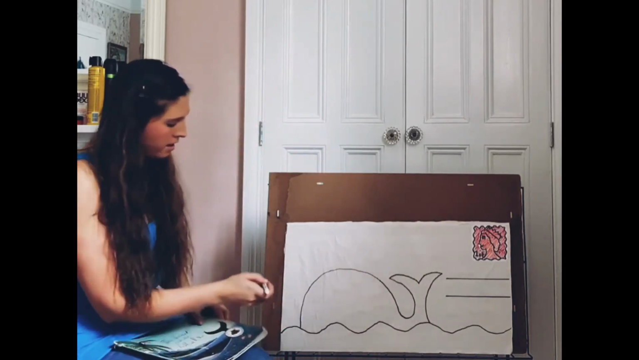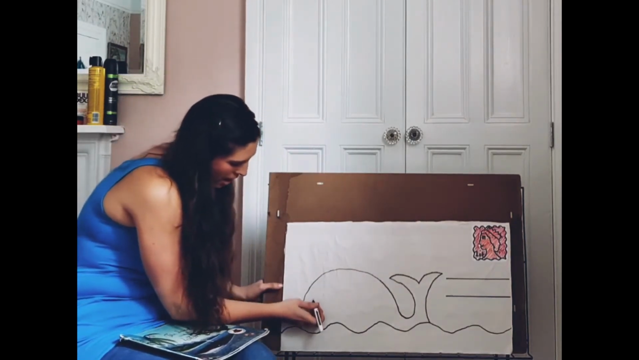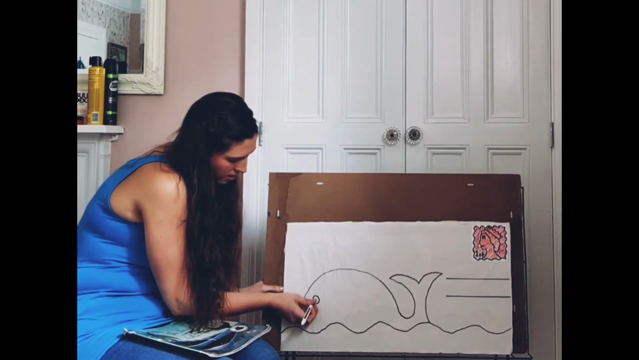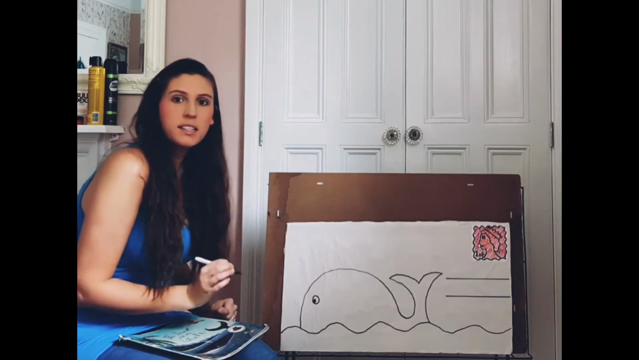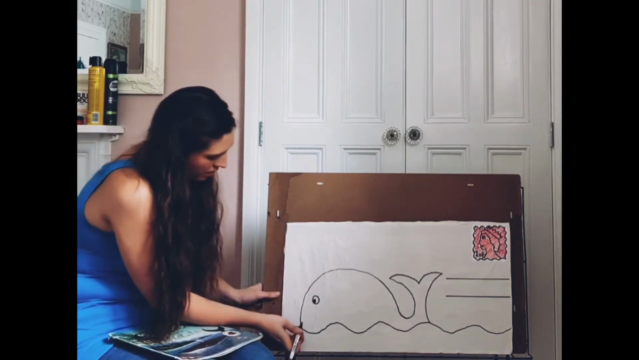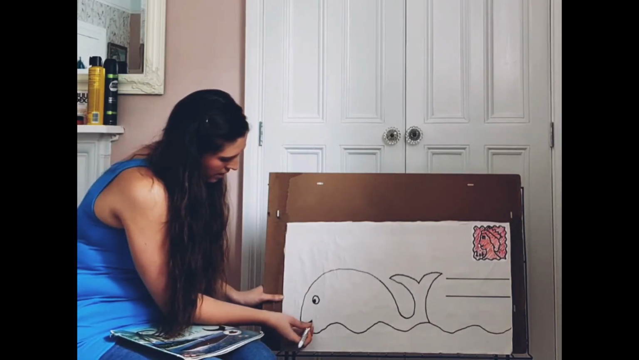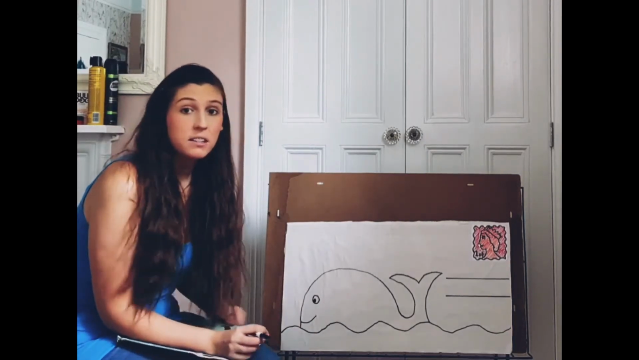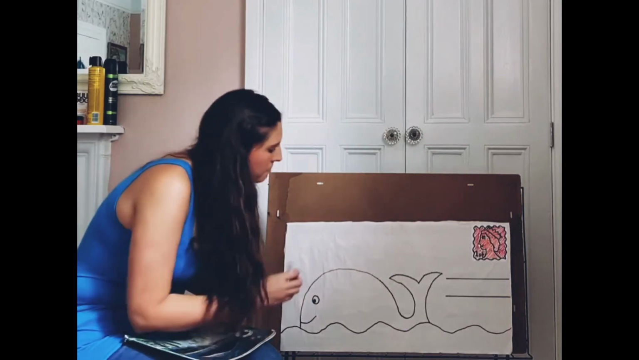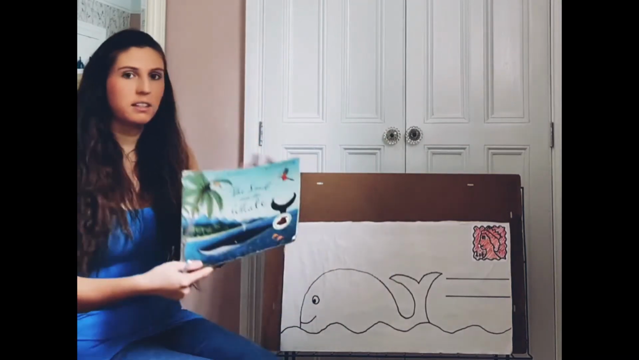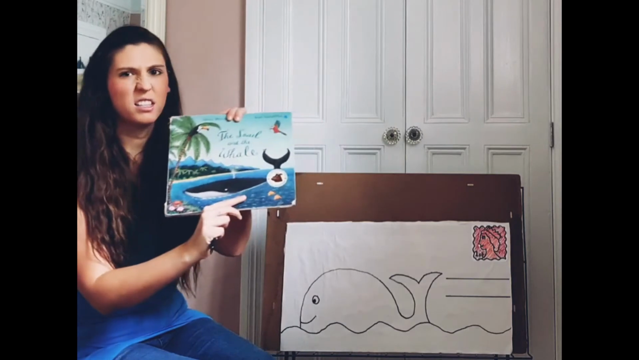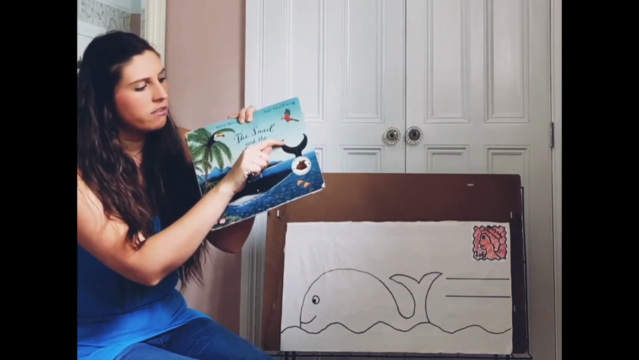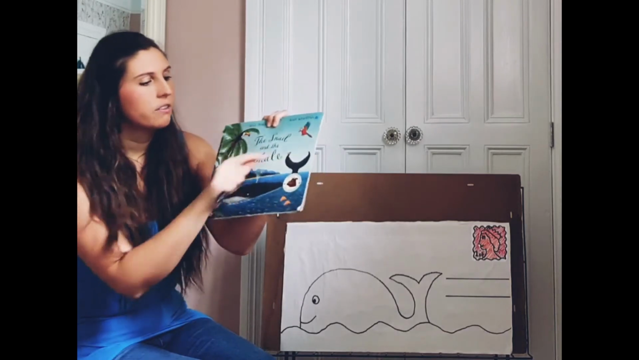Okay, then I'm going to give my whale an eye. So I'm going to do a circle, and then another circle inside there to make his eye. I'm going to give him a mouth. That's just going to be a curvy line here, like that. And then I'm going to do the snail on his tail. If we can look at the picture, we probably can't see from this far away, but the snail is actually on the very tip of the whale's tail.